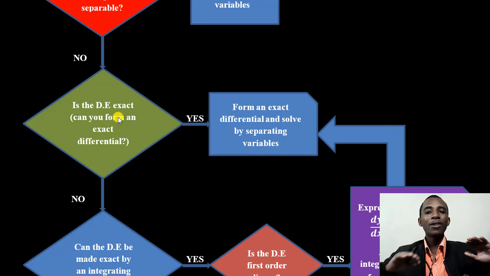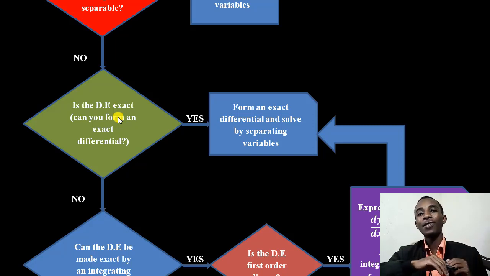Exact means you can express the left-hand side of this equation as an exact differential, using the product rule or quotient rule. So if it's an exact differential equation, you go ahead and form the exact differential on the left-hand side, or right-hand side for that matter, and then you separate variables and solve that.